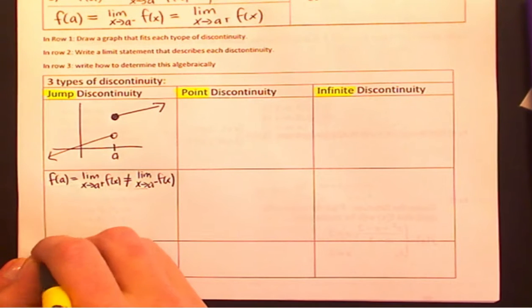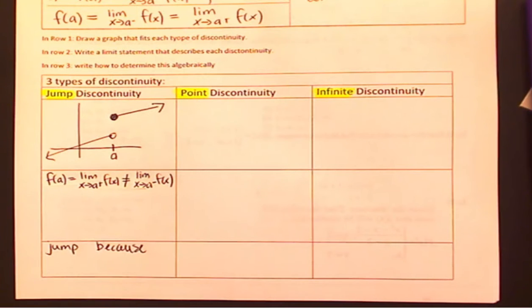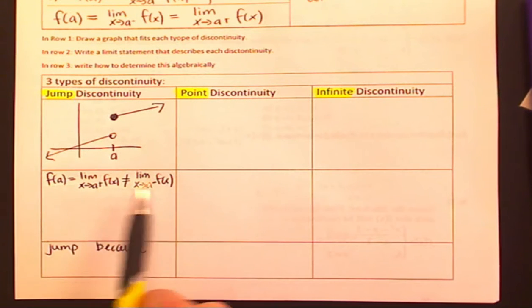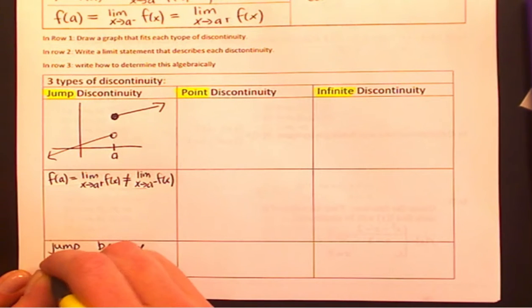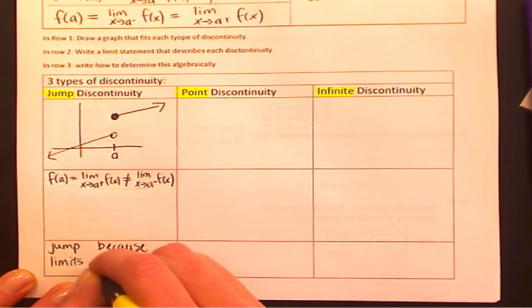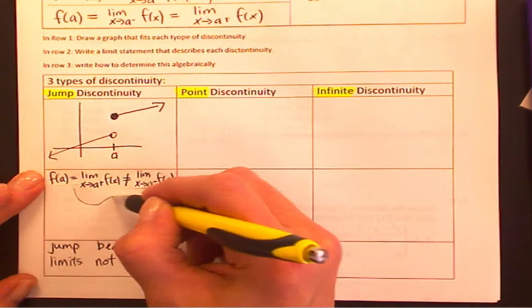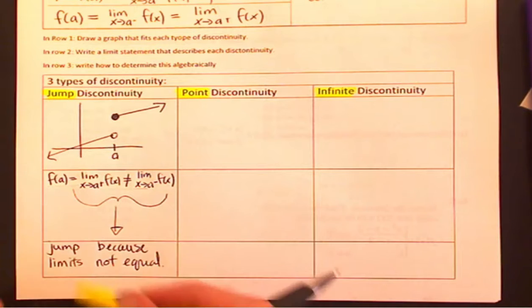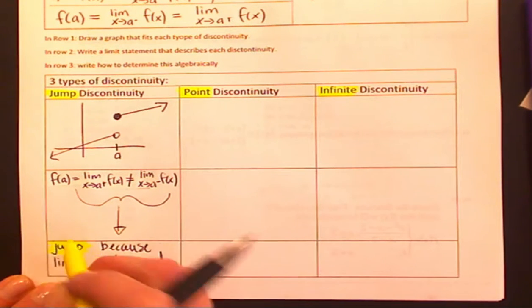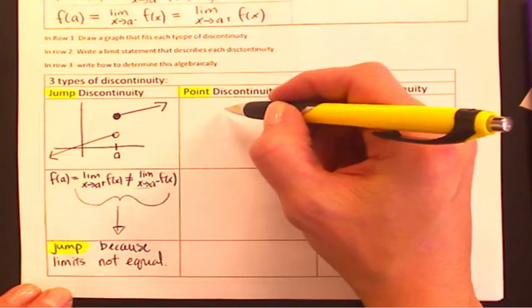So this is a jump because why? Algebraically, what happened? The left and right limits were not equal. This is the part that created the jump discontinuity. You will have to pick out the correct vocab based on how the limit statements evaluate. Okay? So let's do a point. We're going to draw a point discontinuity.